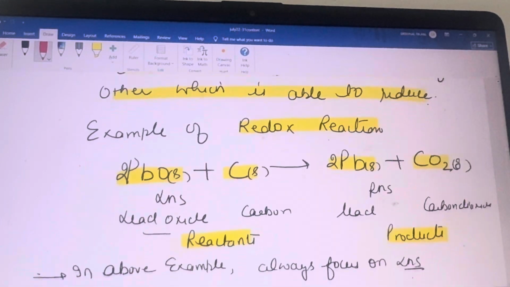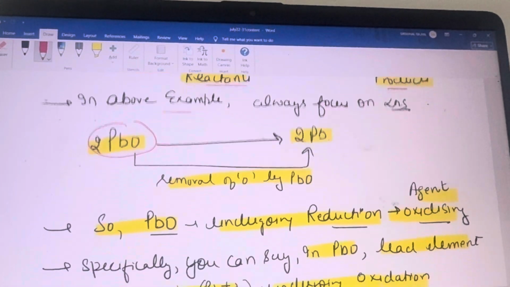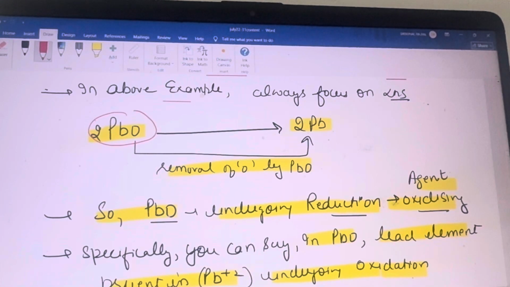For example, if I'll take this example, this is PbO reacts with carbon to form lead and carbon dioxide. Again, students, you have to focus on the reactant side because reactant is undergoing change in terms of oxygen, hydrogen and become product. So in above example, if you see that PbO, what it is doing? It is removing oxygen and converted into lead. So you can say that PbO, lead oxide, is undergoing reduction. It is throwing oxygen from itself.